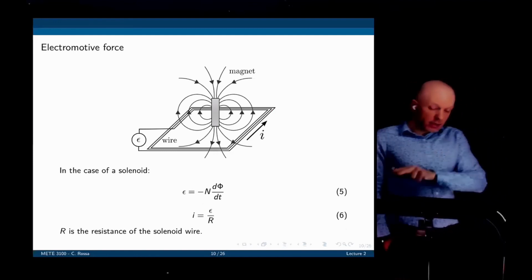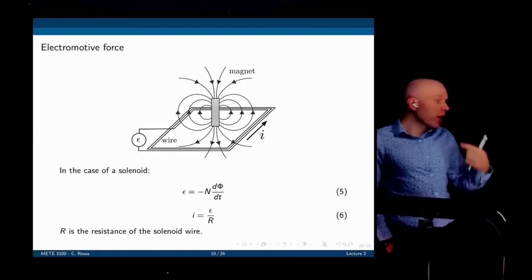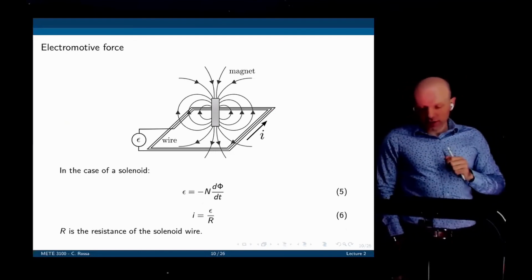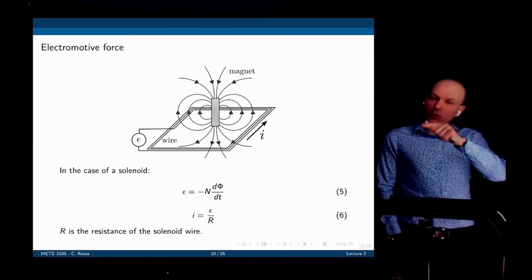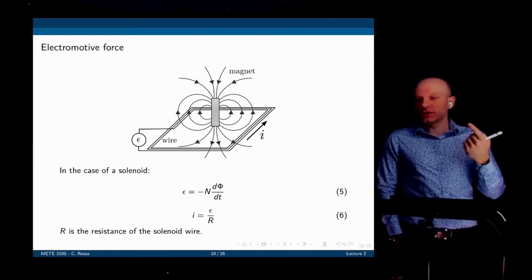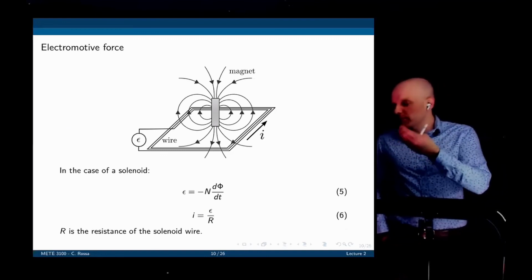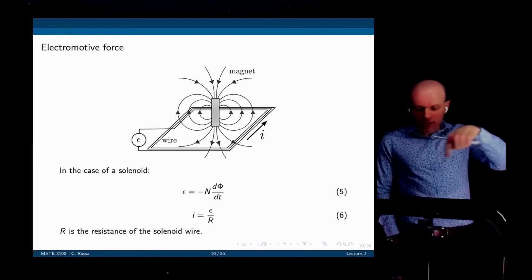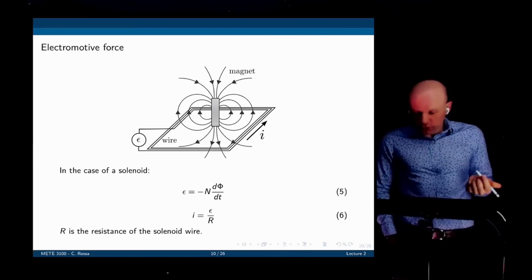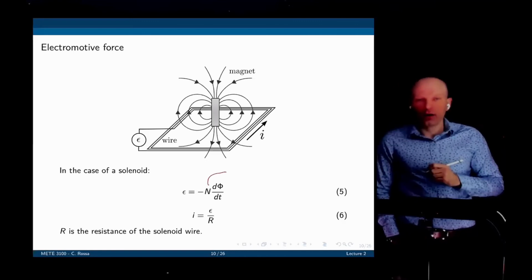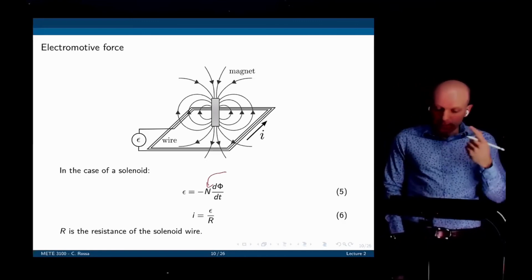Now let's take the same example, but now add more wires. Now we have a solenoid in the same way that we had for that one in the second slide. Now instead of just having one wire, we have n wires. So if we have n wires, then we have n wires being exposed to the same magnetic field. And you see that this is in the same direction. So now to find the electromotive force, we simply multiply everything by n, the number of turns in that coil.